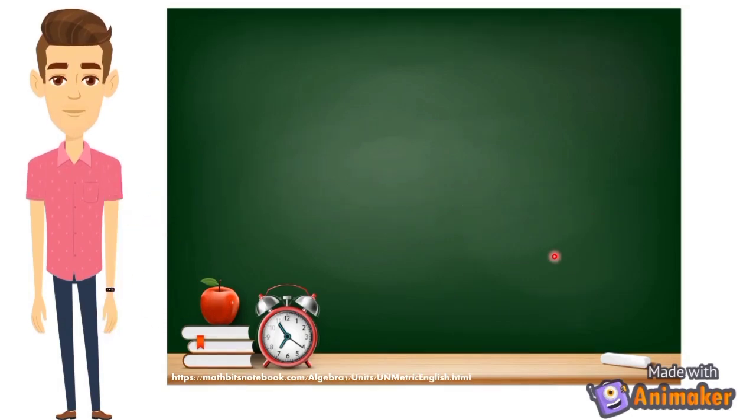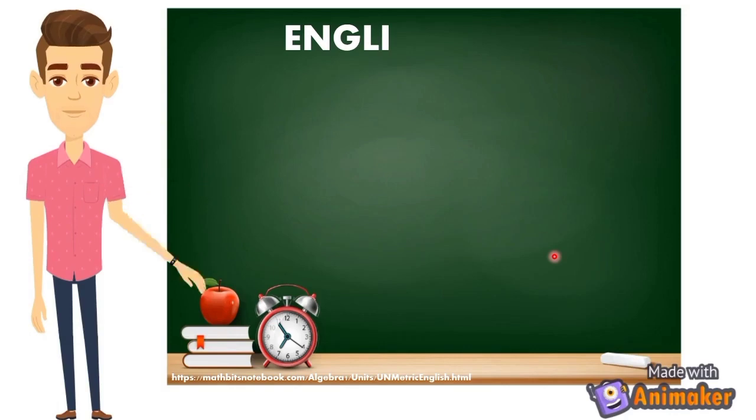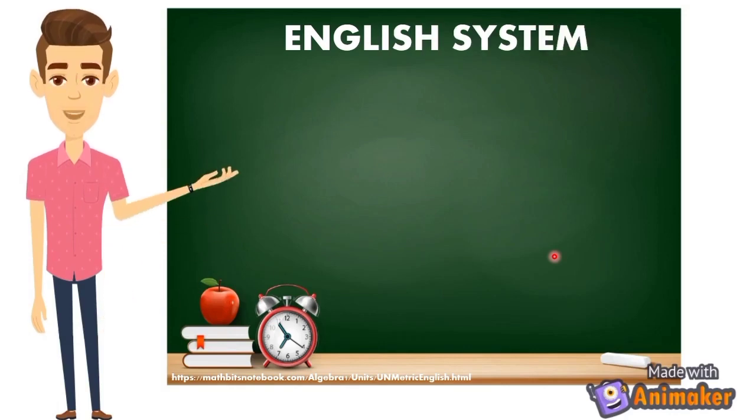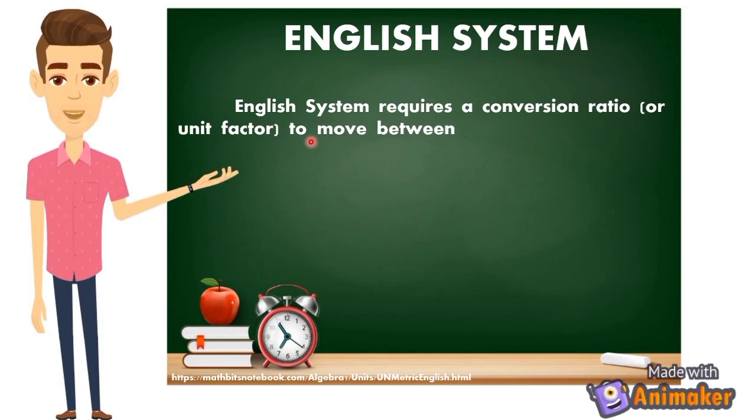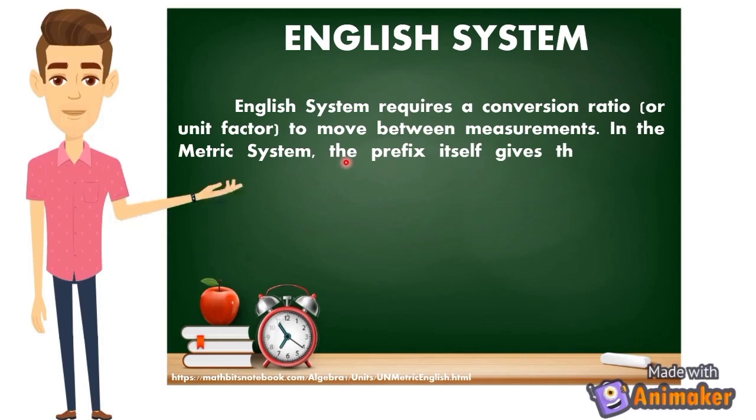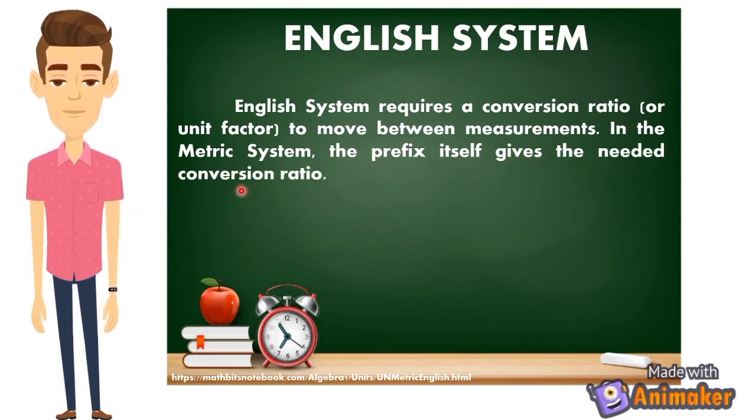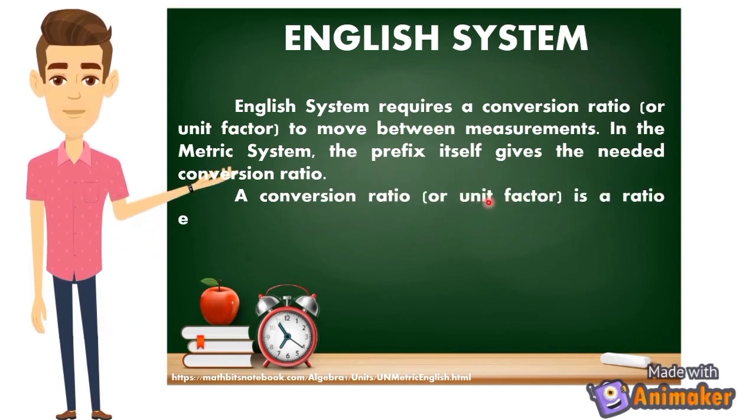Next, so let's have the English system. So what is this English system? English system requires a conversion ratio or unit factor to move between measurements. In the metric system, the prefix itself gives the needed conversion ratio. A conversion ratio or unit factor is a ratio equal to 1. So, meron tayong unit ratio dito or unit factor na equal to 1. So, paano po yan na malalaman natin yan?